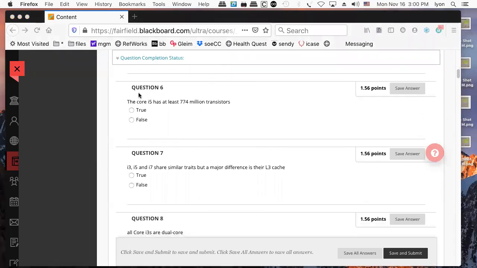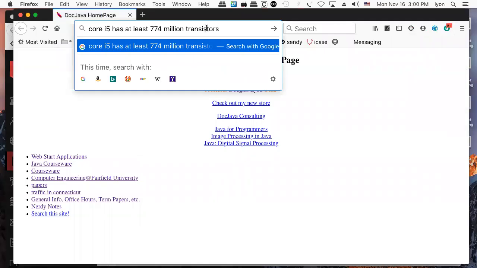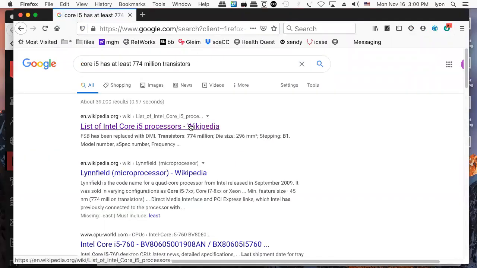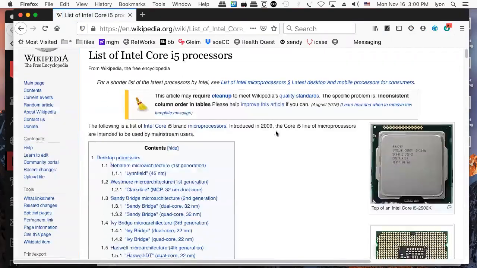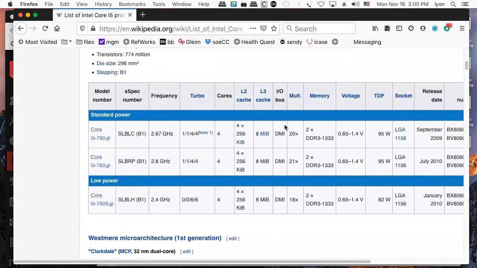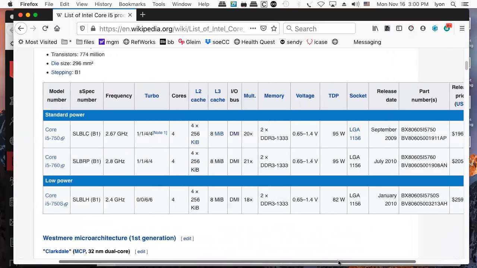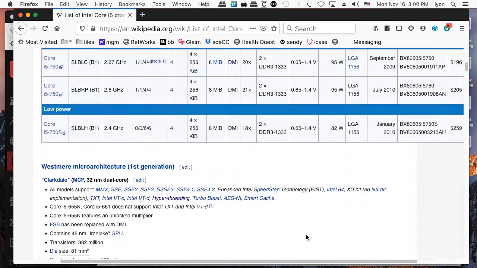So now here's an interesting one. Core i5 has at least, well, 750 million transistors. Is that true? Can we know that? I mean, that sounds like quite a claim. Well, I don't know. I have to look it up, right? And so here we are. Somewhere in here, it should tell us how many transistors are in each one of the cores. Do they give you transistor counts in all of these things? If they don't, we have to look elsewhere.